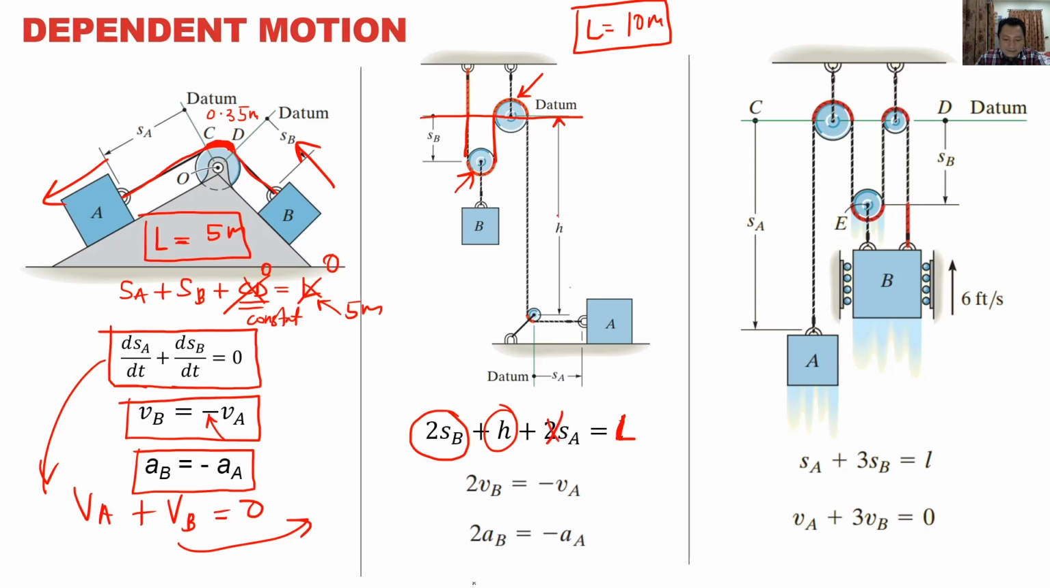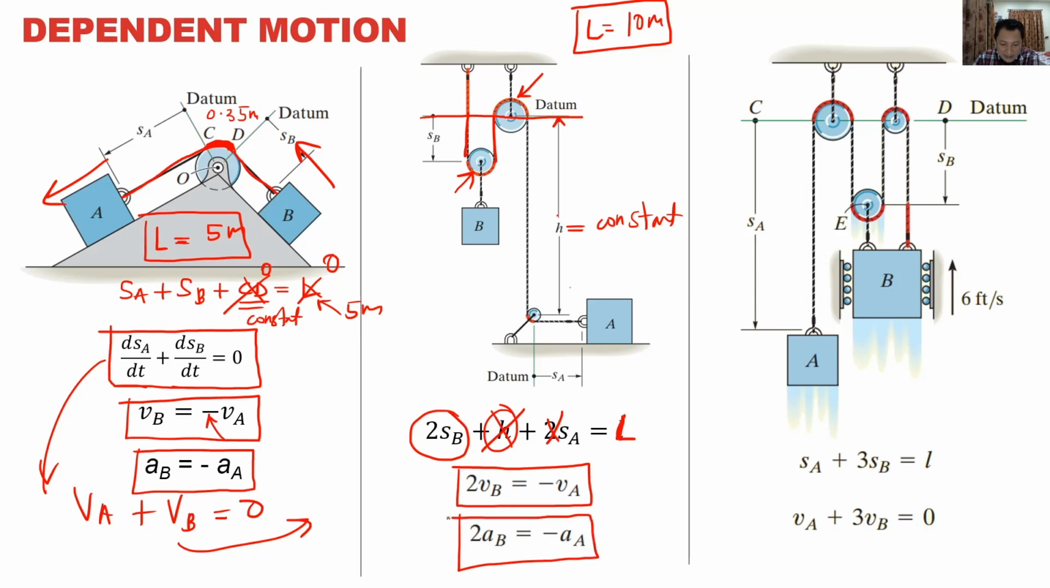This is wrong. I will alter the lecture notes. It's only 1SA only. So look at this, this one becomes H. H is constant, no change. Whatever happens, H remains the same. So that's why H is eliminated. So you've got 2VB, negative VA. This one is not 2, this one is only SA.